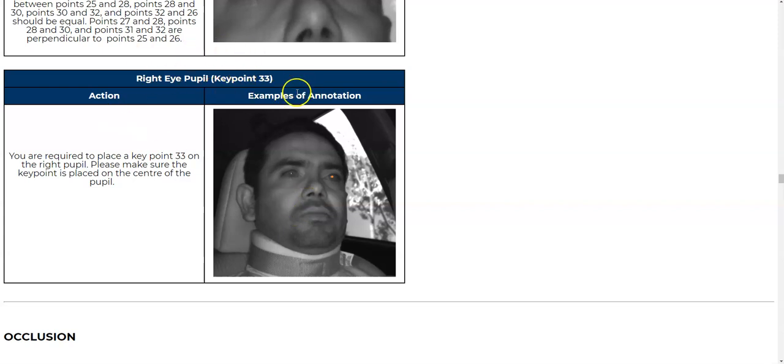Next would be the right eye pupil. So point 33, the final key point. You are required to place key point 33 on the right pupil. Make sure the key point is placed on the center of the pupil. Use the contrast and brightness toolbar so that you can get a clearer picture of the eye pupil and also the other entities that are required to be annotated.